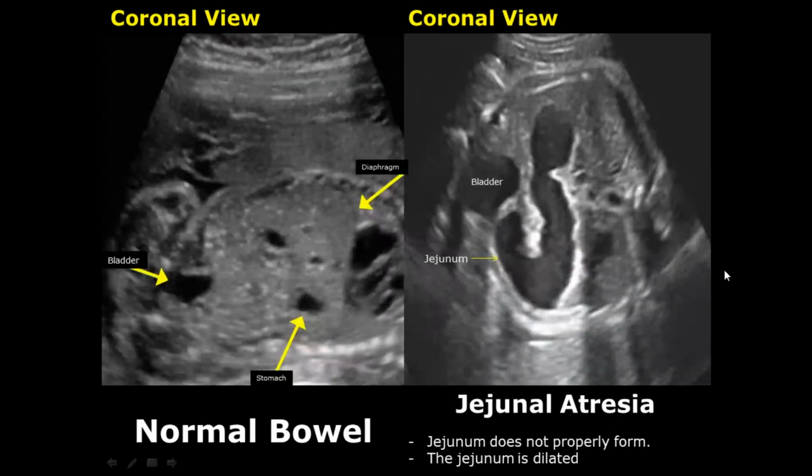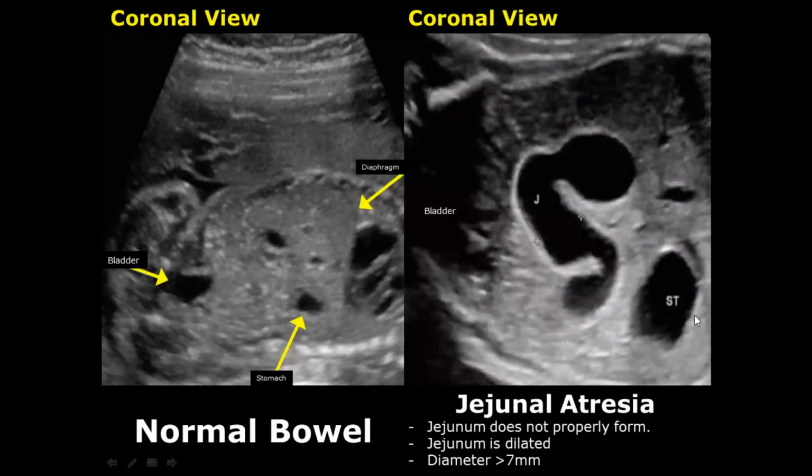In jejunal atresia, the jejunum will be dilated because it is not formed properly during embryonic development. Here you can see the normal bowel, not really visible, and over here we have an elongated and dilated fluid-filled jejunum. Now it is different from duodenum because it is longer.